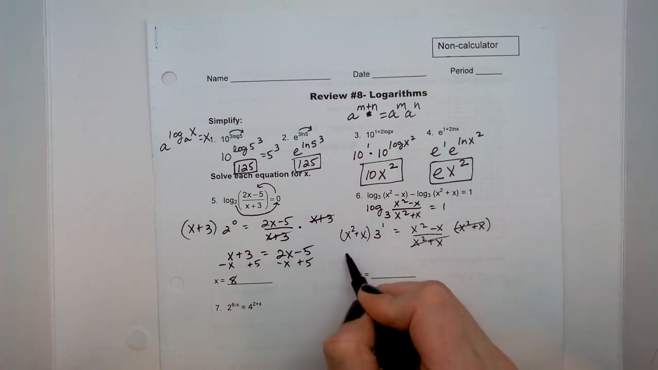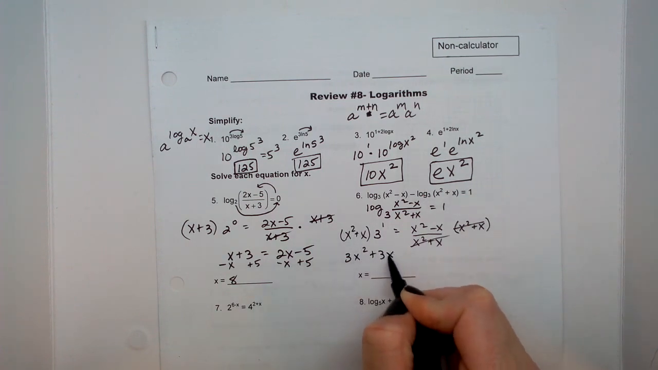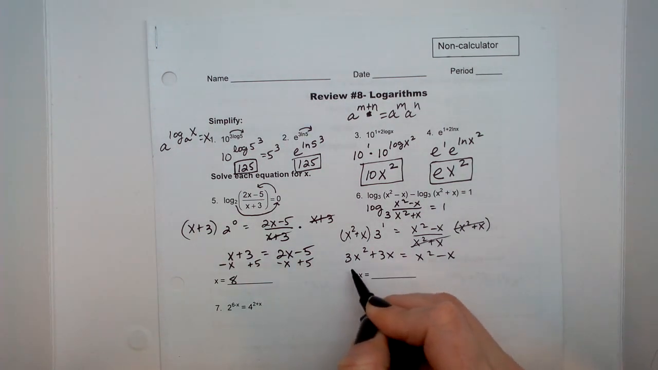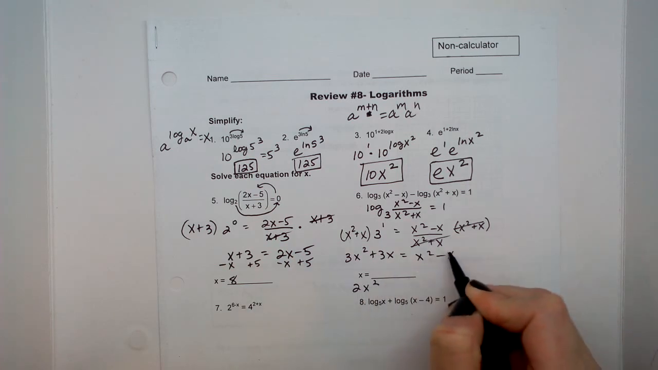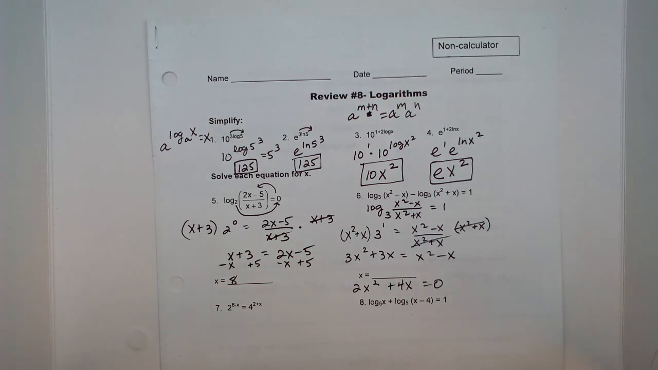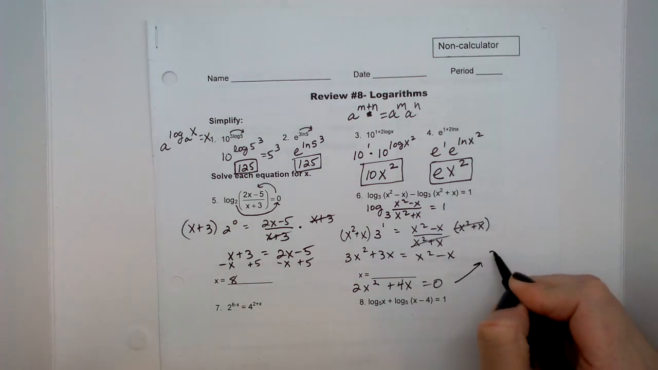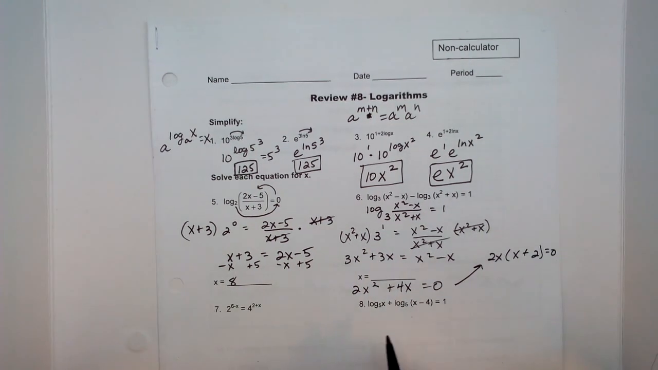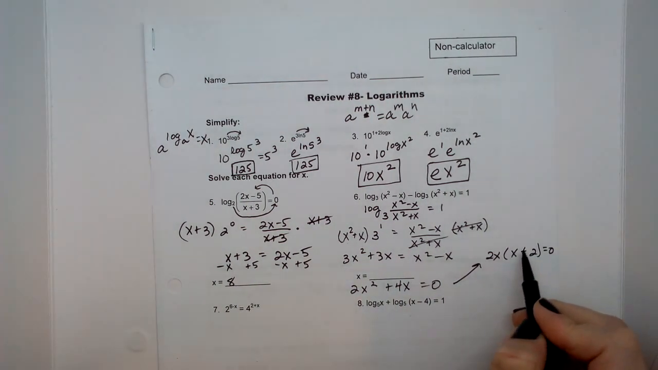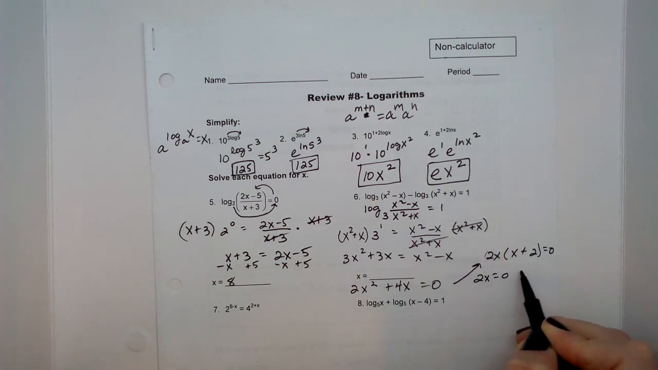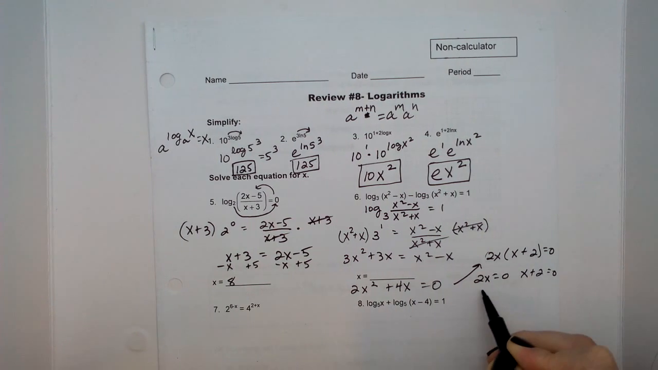Okay, distribute the 3, so we have 3x squared plus 3x equals x squared minus x. Okay, now let's group everything to one side. So let's subtract x squared, so we'd have 2x squared. Add x, so we have 4x equals 0. Now take out the GCF. So 2x times x plus 2 is equal to 0. And then set each factor equal to 0. So 2x equals 0, and x plus 2 equals 0.